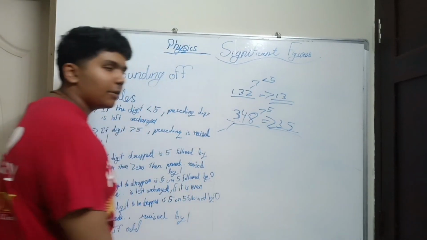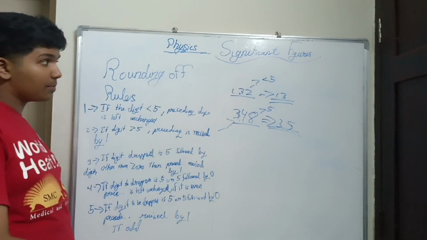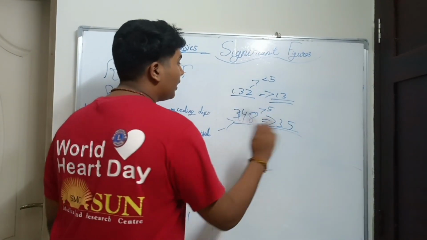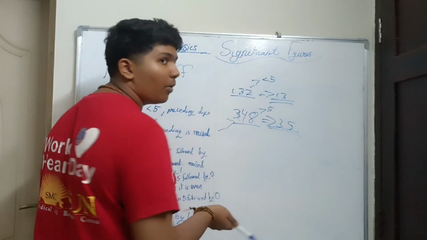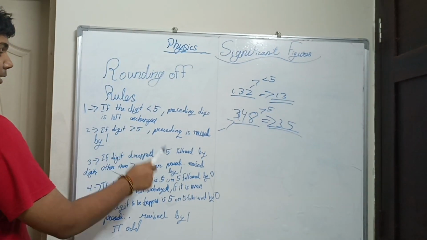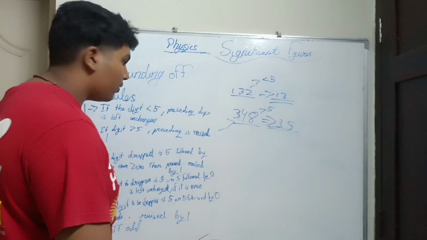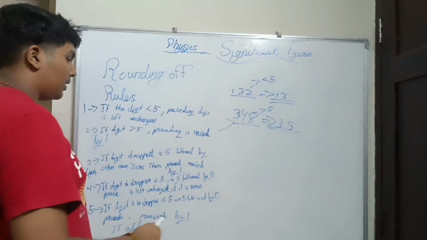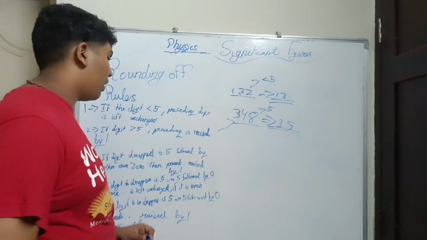This is a significant figure. So what is it? The digit which, if it is smaller than 5, we leave it unchanged. Just keep it there. If it's more than 5, then you have to add 1. Next, if the digit to be dropped is 5 followed by digits other than 0, then the preceding digit is raised by 1.